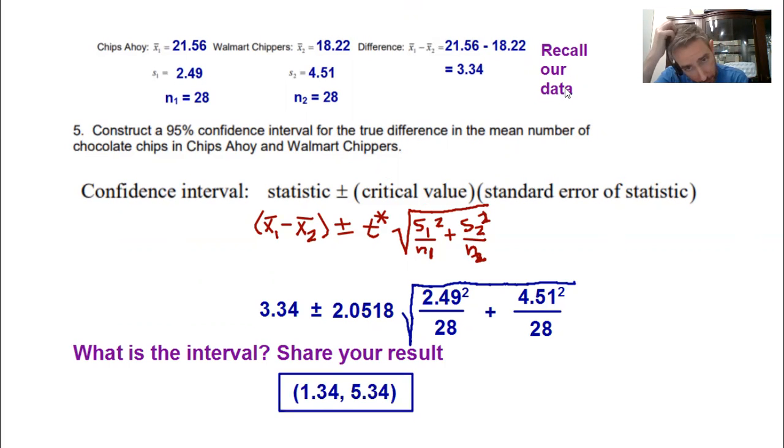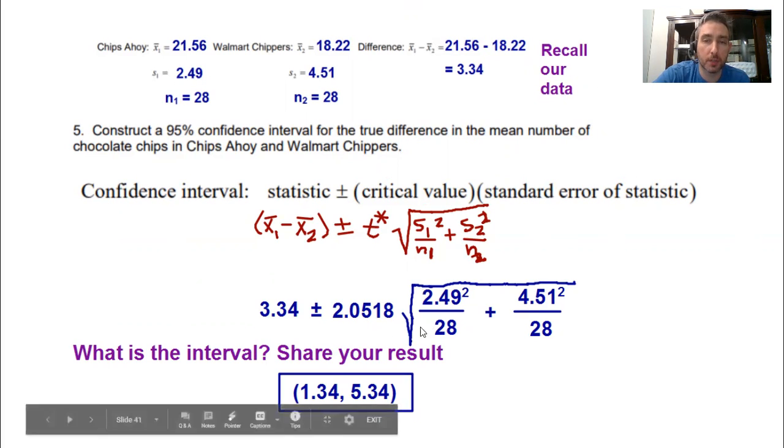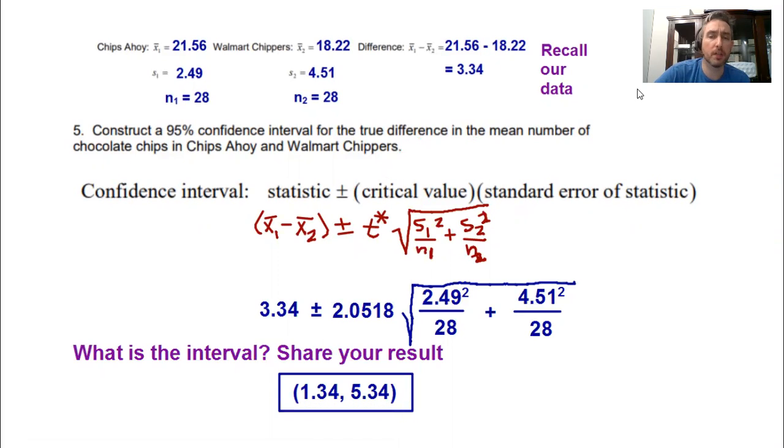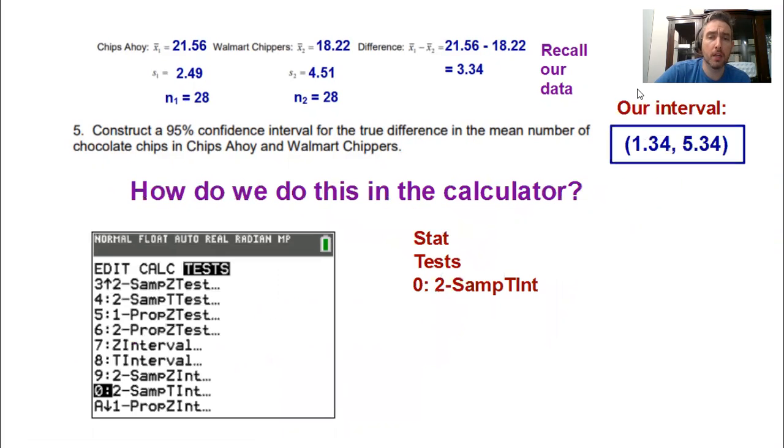I got 1.34 to 5.34. So when I'm doing that by hand, using the formula, crunching the numbers by hand, I get 1.34 to 5.34. Now there's a little bit more work doing that by hand, so I suggest using your calculator menu. Go to Stat Tests, go down to 0, 2-Sample T Interval. See if you can find that in your stat menu.